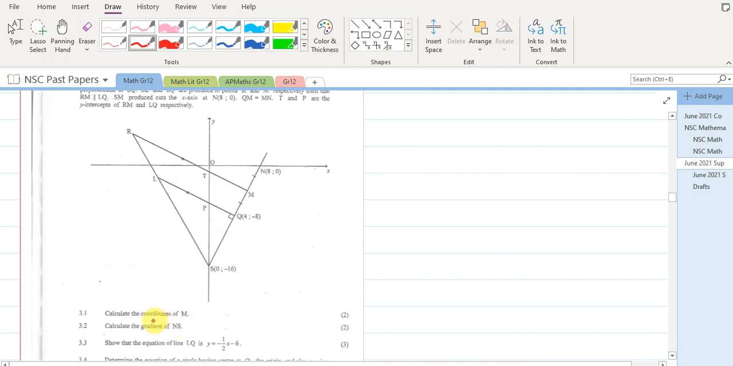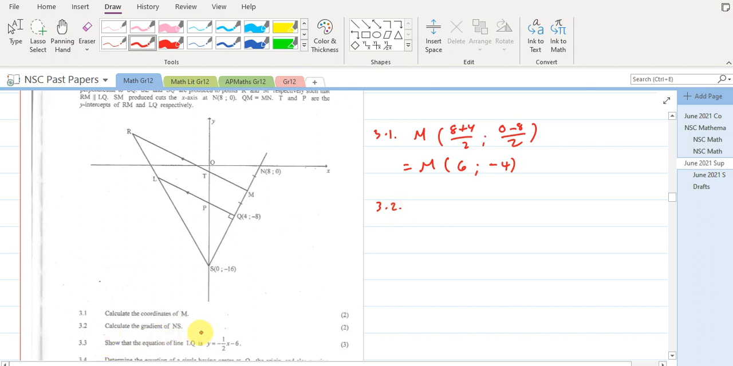Let's look at the first question. 3.1: Calculate the coordinates of M. As we said, M is a midpoint. Add the two x values and divide by 2: 8 plus 4, which is 12, divided by 2, we get 6. Then add the two y values and divide by 2: 0 minus 8 divided by 2. So M, the midpoint, is (6; -4), since minus 8 divided by 2 is minus 4.